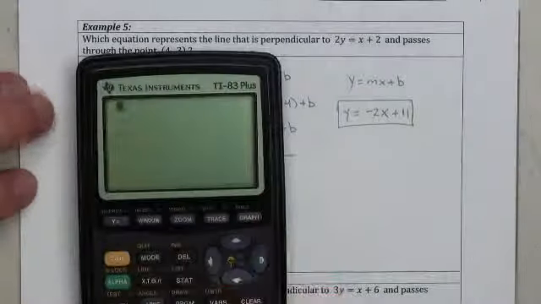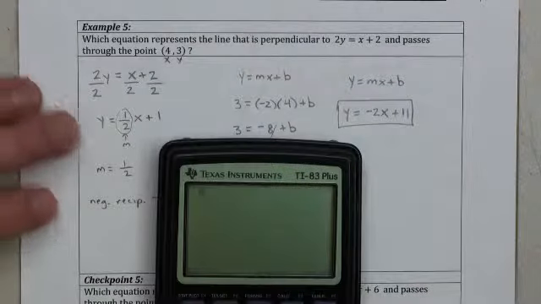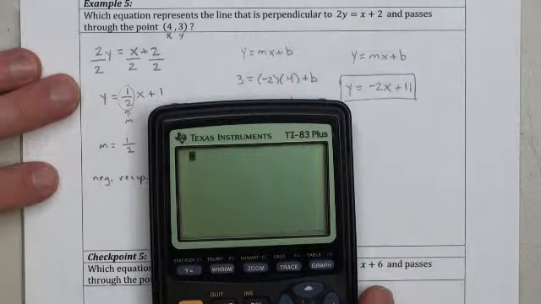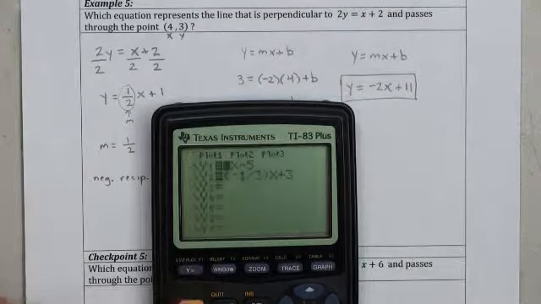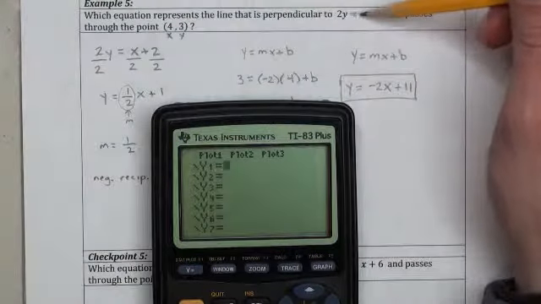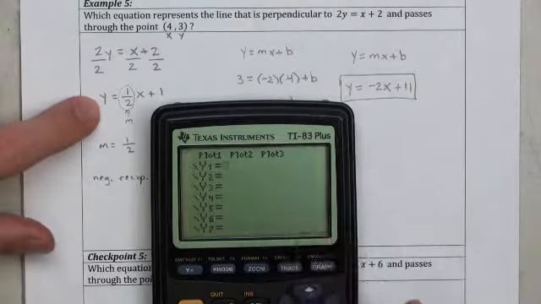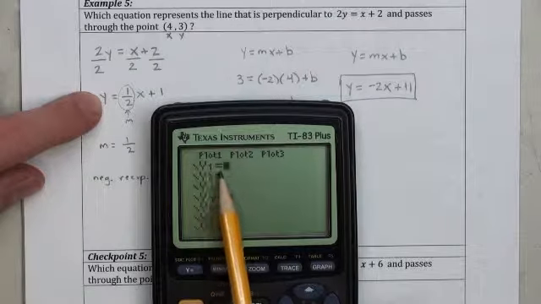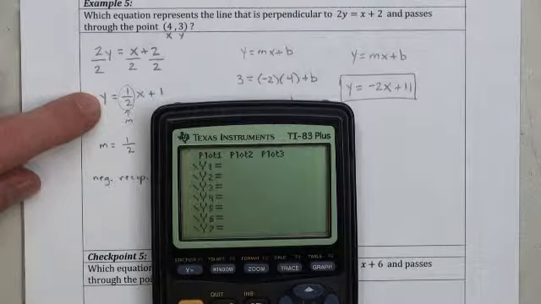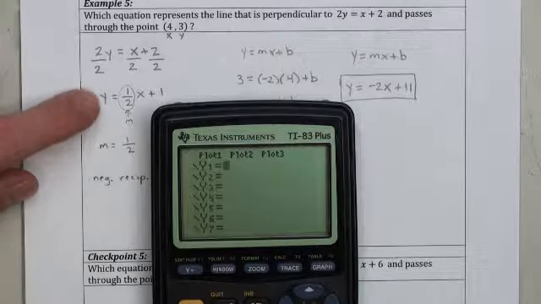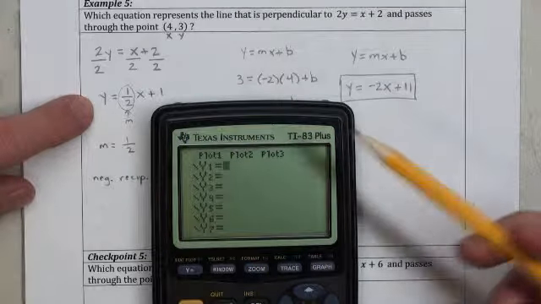Let's check that. Now, when I check this one, be careful because you can't put in the original equation, 2y equals x plus 2. You have to put in the equation after you got it into y equals mx plus b form, because look, it says y equals, and you can't change that. So anytime you want to graph a line on the calculator, you always have to put it into y equals mx plus b form first. You should just do that all the time.